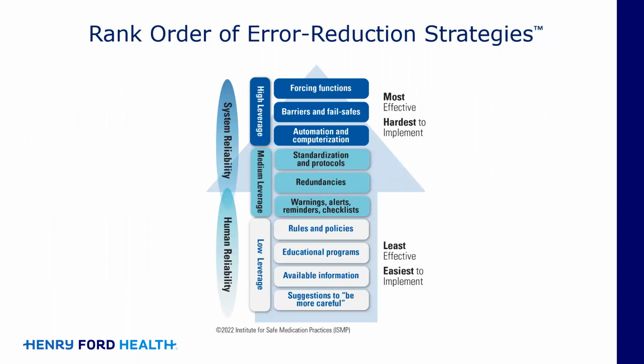This is ISMP's rank order of error reduction strategies, and I refer to this in literally every Sentinel event I run. I use this all the time, honestly, because we all know how important education is, and this is education that we're doing now. We all know how important it is to have available information, and we all know to be as careful as possible. But the reality is, as an enduring safety solution, none of these are effective. The most effective things are the ones we're talking about, which are much higher up on this hierarchy of effectiveness: fail-safes, forcing functions, clinical decision support through automation, standardization, redundancies. Next slide, please.